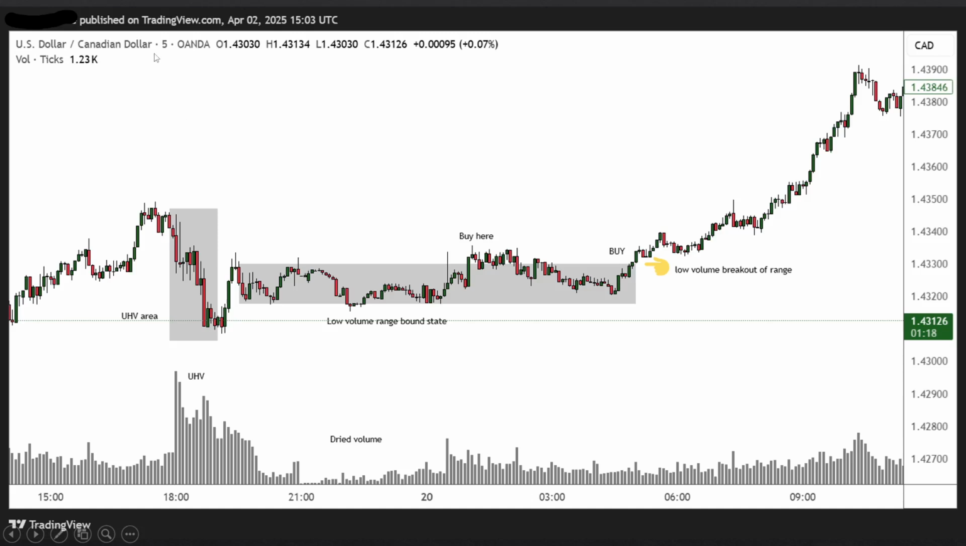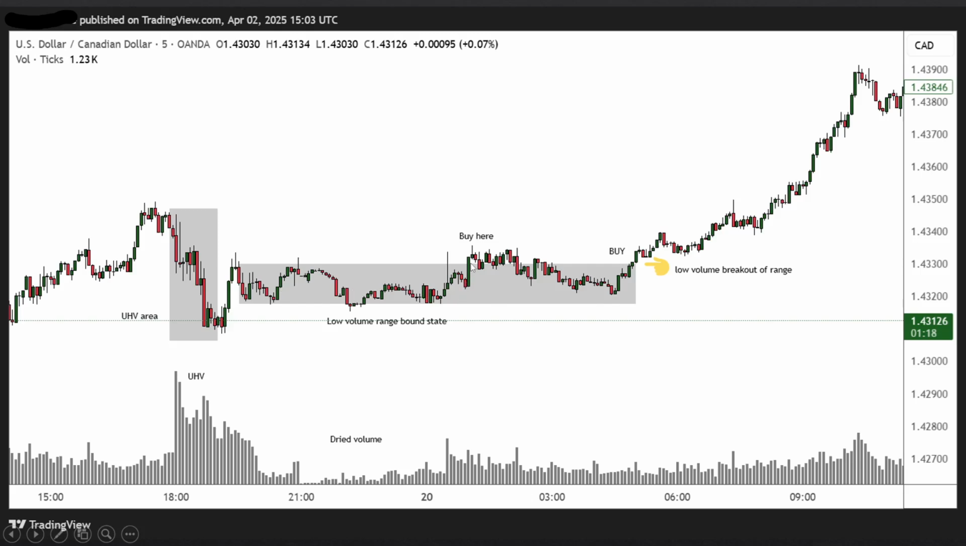This is a USD CAD 5-minute chart. Again, market was going up, then market starts dropping on every candle. On this drop, every single candle, whether buy or sell, got the ultra high volume. Now market starts going up, wait for the range, where a very big range came in.